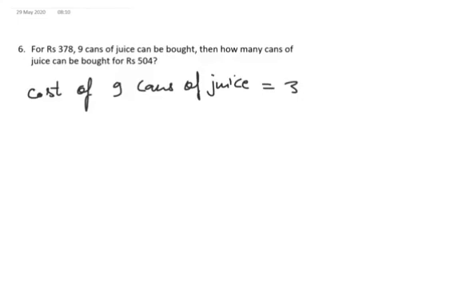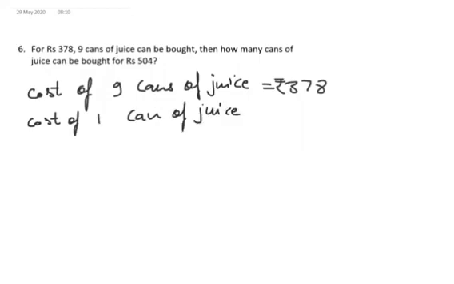Next question. For rupees 378, 9 cans of juice can be bought. So simply we can say that cost of 9 cans of juice is equal to 378 rupees. So this is the cost of 9 cans of juice. Now find the cost of 1 can of juice.